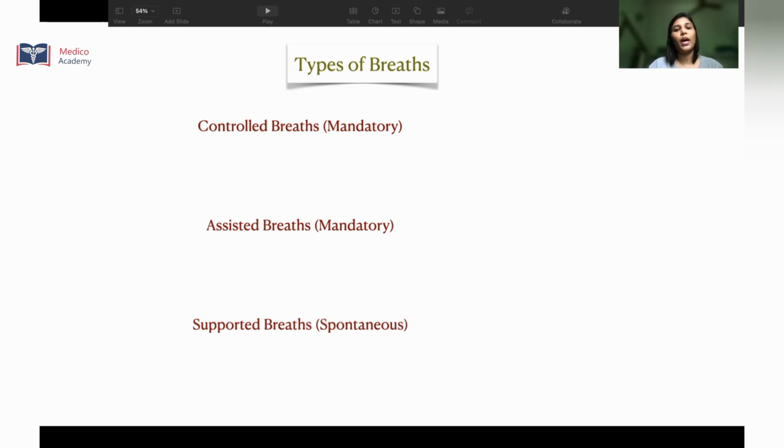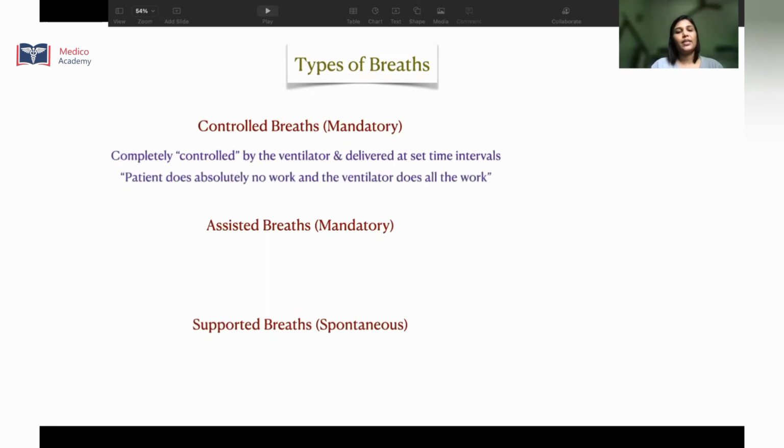So the major part of work in controlled breaths and assisted breaths is by the ventilator. And the major part of work during supported breaths is usually by the patient. So let's see each breath in detail.